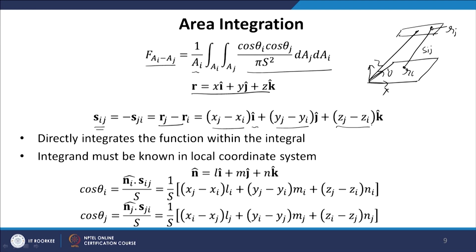Other than this, we also need the information for angles. So, let us say we have been given the normal vectors to the two surfaces, represented by the direction cosines l, m and n.